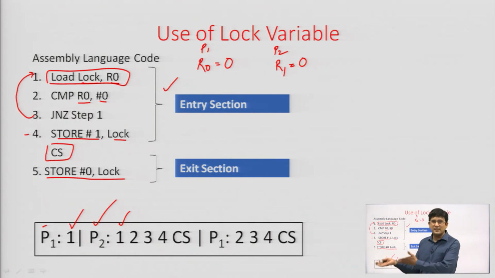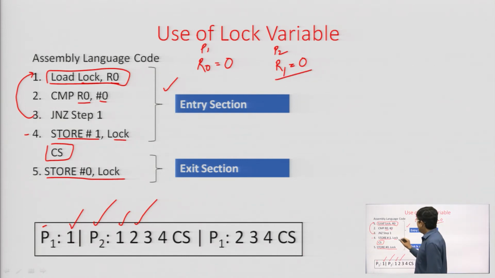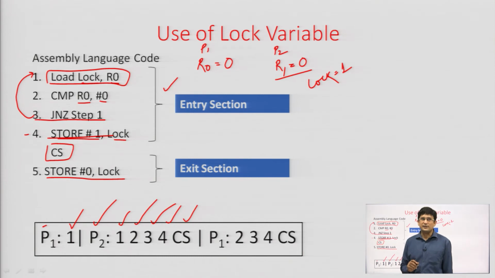Let us say the register P2 is using is R1, not R0. There will be a conflict if you take the same register. Statement number 2 says compare R0 with 0; here you are comparing R1 with 0. Yes, it is 0. Since this is 0, statement number 3 does not mean anything. We go to statement number 4, wherein the value of lock will be set as 1 and then we can enter the critical section. So the P2 process is entering the critical section.